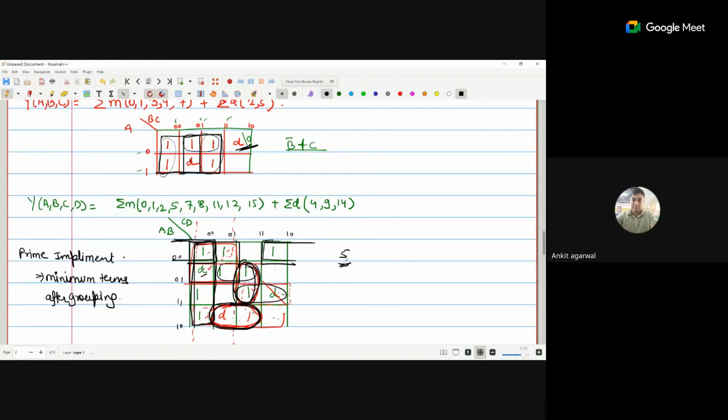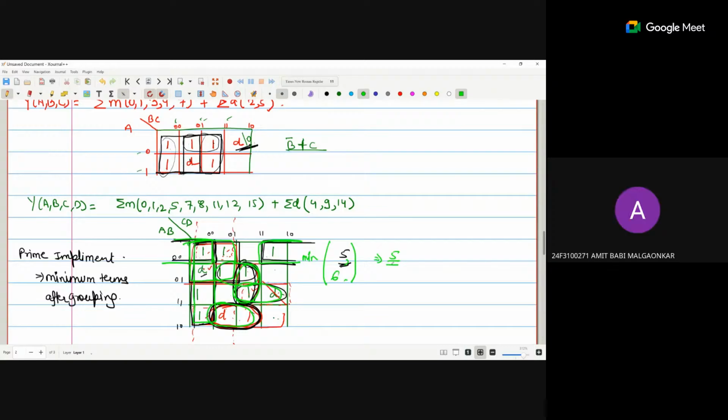If we consider a different way, one group is this one, or one group is this one. Three groups, four groups, five groups, and the group of six. So six prime implicants, but which one is the correct minimum of these two? That is the five.